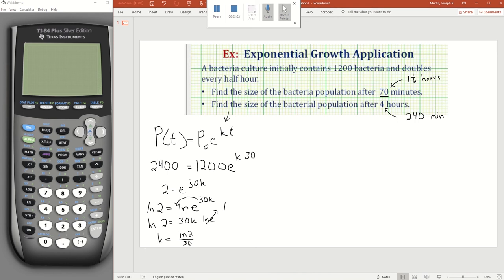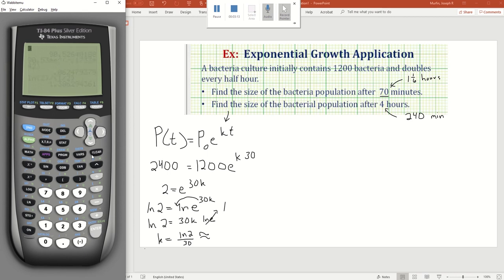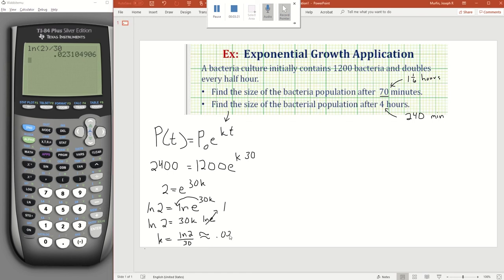And you can either leave this for k in the equation, you can just plug that exactly in here and that'll give you a little more precise answer, or you can just go ahead and get a pretty nice approximation for it. So let's get an approximation here. Natural log of 2 divided by 30. Maybe we'll go out to 5 decimal places or so. So 0.0231. If you wanted to, you can even go out. We could round it to 6 decimal places. That'll get us a pretty accurate number here.